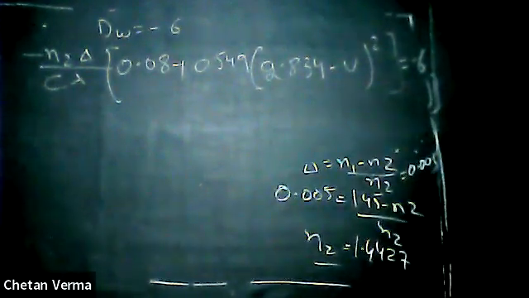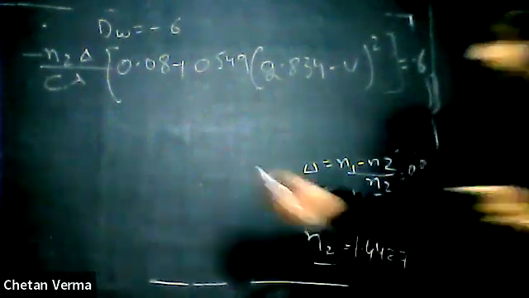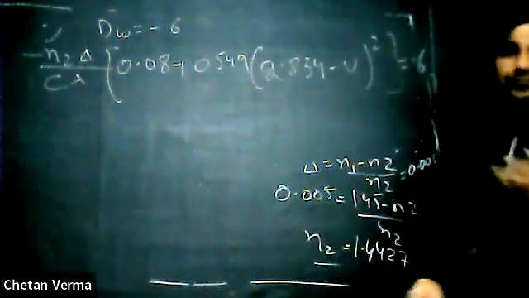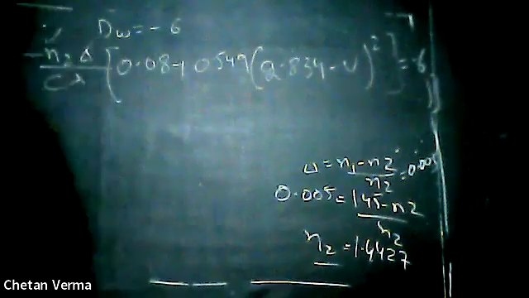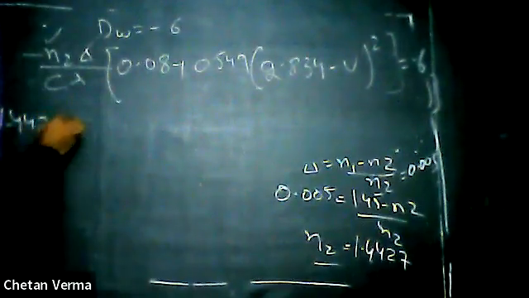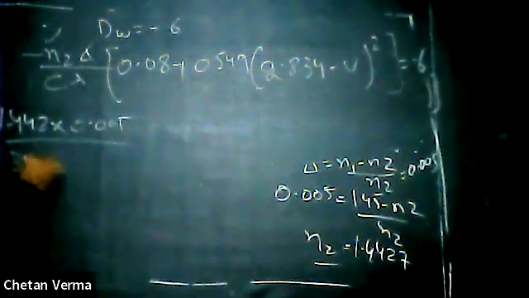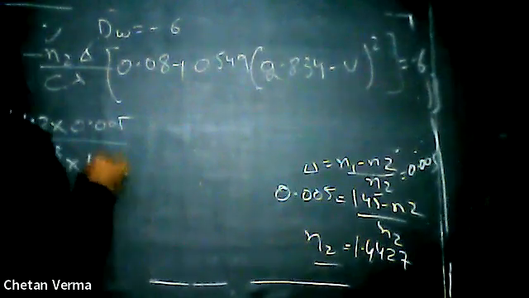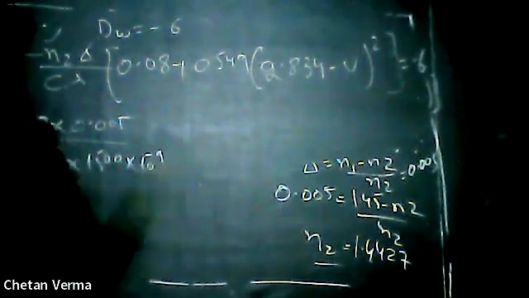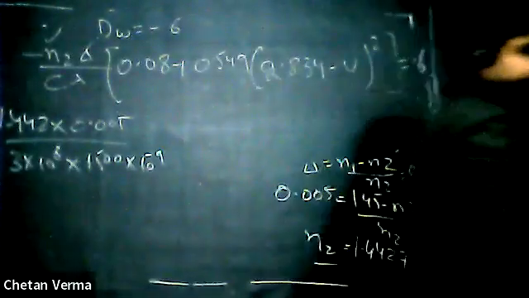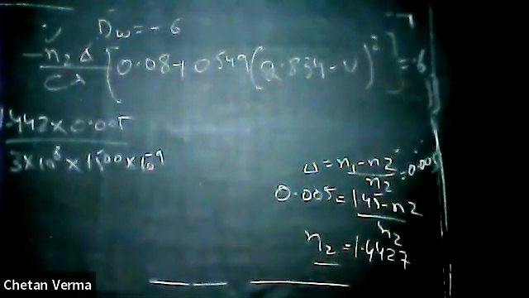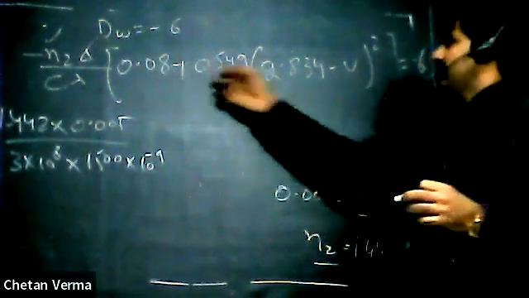In that scenario, the value of Dw is minus 6. n2 is now given. What is the value of n2? This one, 1.44. Delta is given, minus 1.44 into delta, which is 0.005. c is now 3 into 10 raised to power 8, into lambda, which is 1550 into 10 raised to power minus 9. Okay, next step is now, this is a numerical factor.